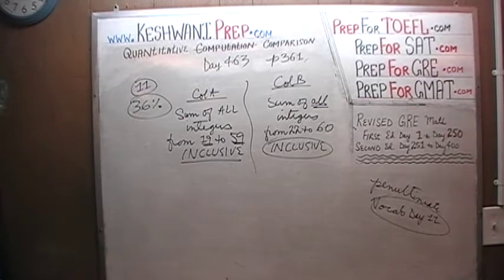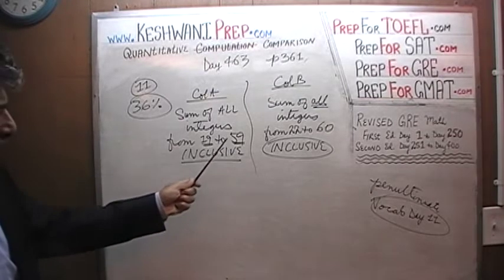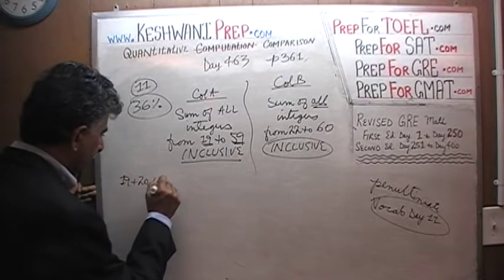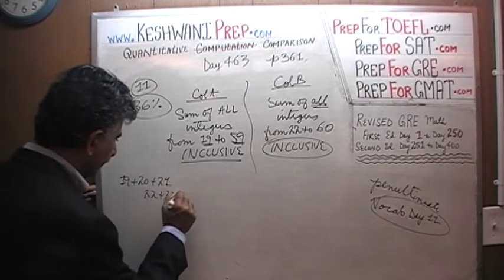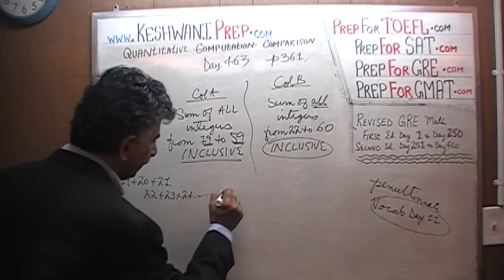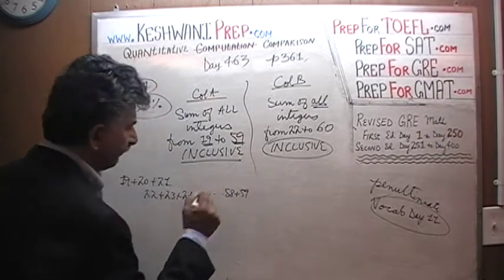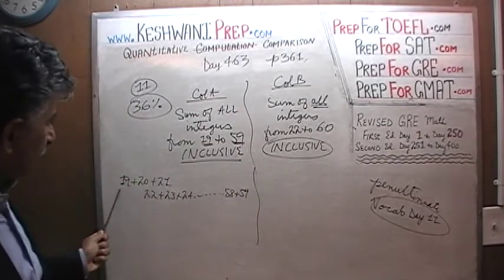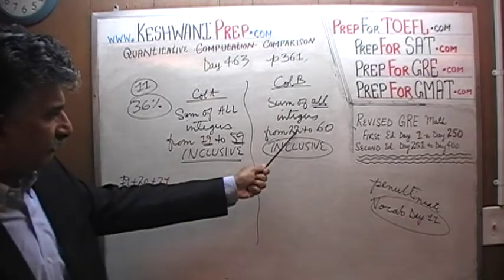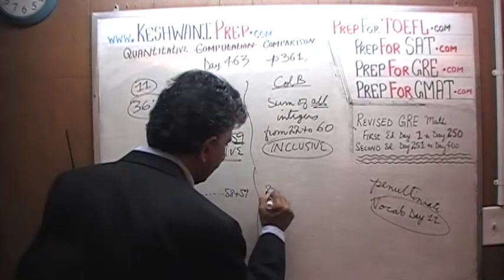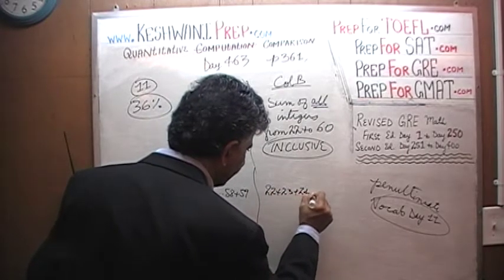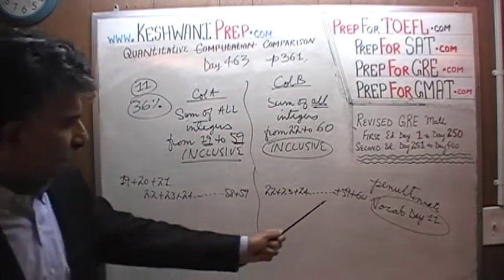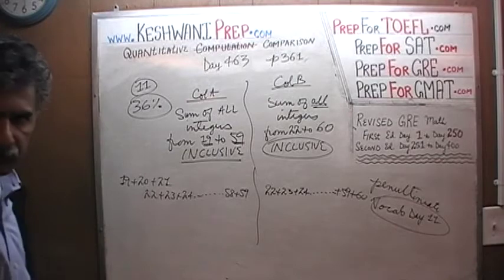Okay, here we go. This one begins with 19 and ends at 59. So let's try them out. 19 plus 20 plus 21 plus 22 plus 23 plus 24 plus 25, 26, and so on up to 58 plus 59. It ends at 59. That takes care of this column. This column begins at 22. So we have 22 plus 23 plus 24 plus 25 plus 26, and so on up to 59 plus 60. That's where the story ends. What do we notice here?